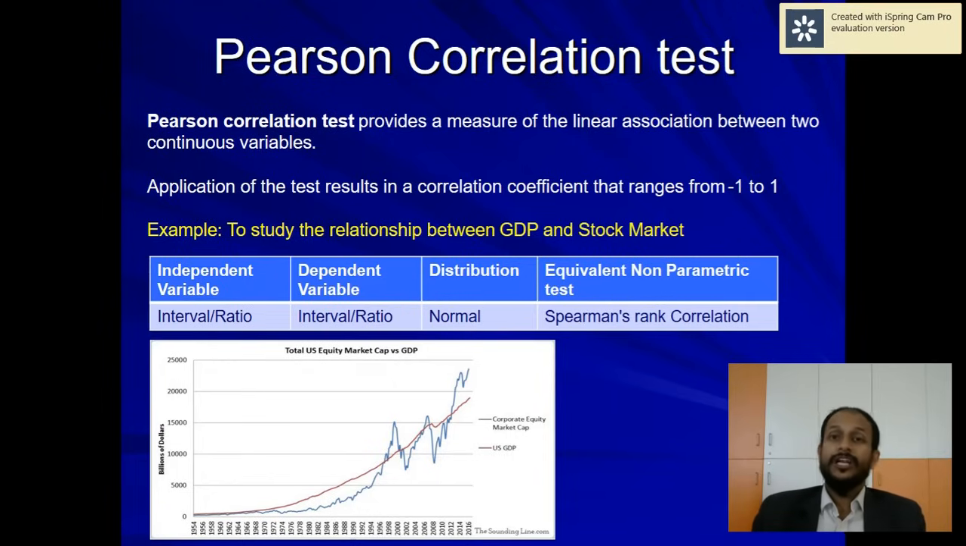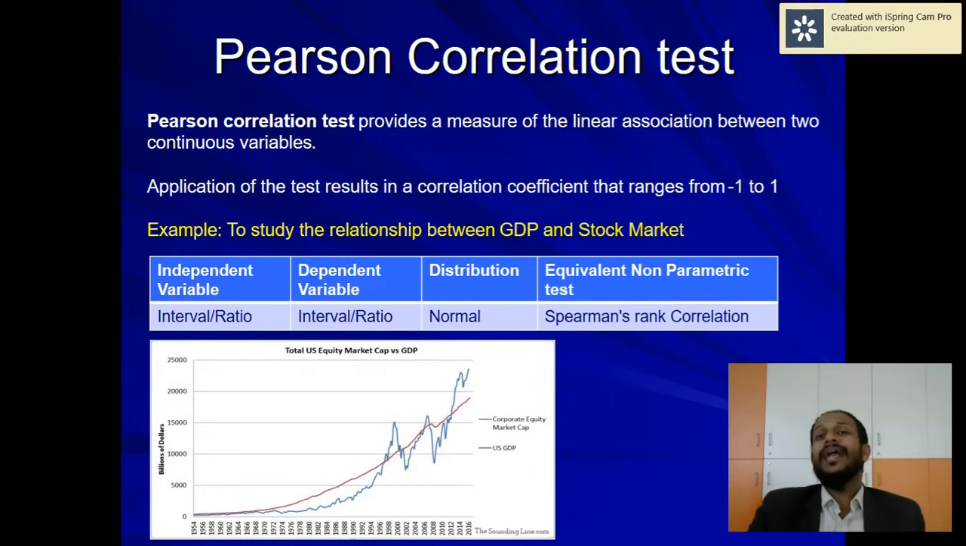Now when it comes to correlation, I have a value ranging from -1 to +1. If I am getting a value of -1, it indicates that the variables are highly negatively correlated. +1 indicates that they are positively correlated. 0 indicates that there is no correlation between both the variables. Now I have also mentioned what the type of data should be for the independent variable and dependent variable, whether the data should be normal or not, and its equivalent non-parametric test, which is available in front of you in the slides. So let me make it simple.